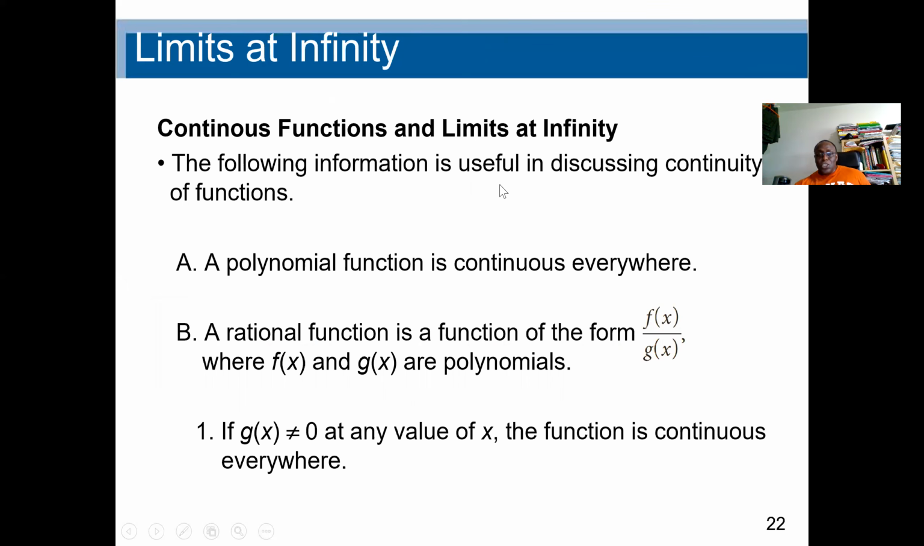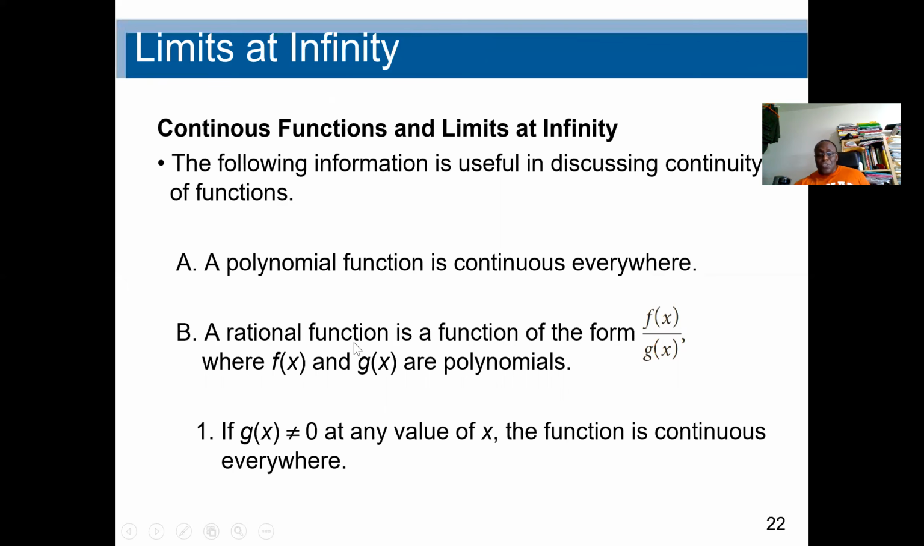The following information is useful in discussing continuity of a function. One, we say the polynomial function is continuous everywhere. Remember, 2x squared plus 5, since we are not dividing by any value, to say okay, dividing by 0, no existence, or radical. So a polynomial function is always continuous everywhere.